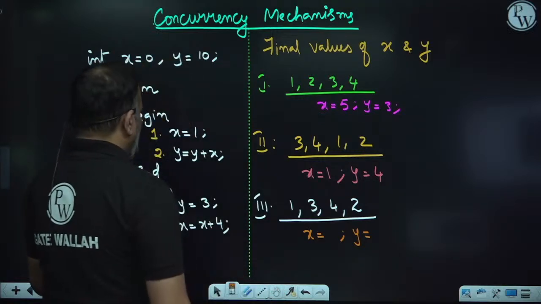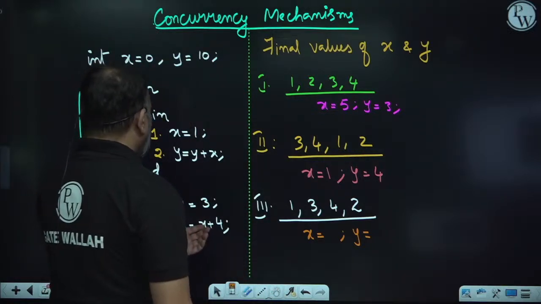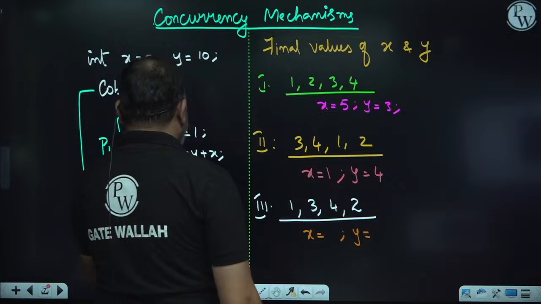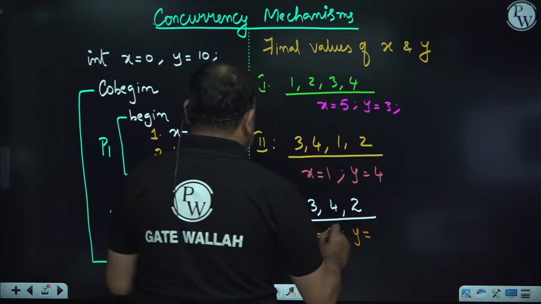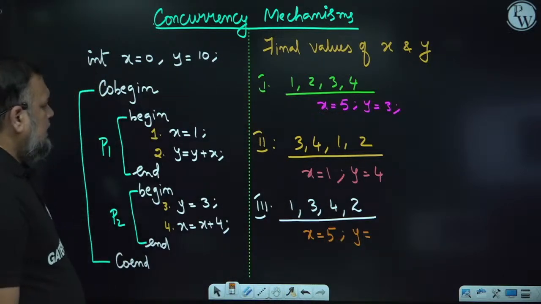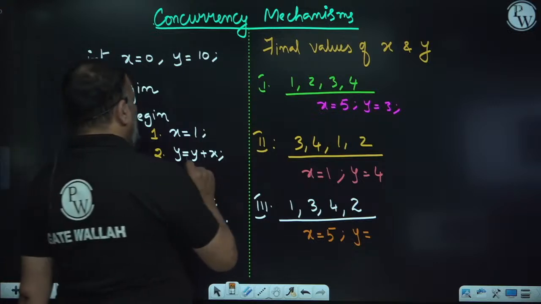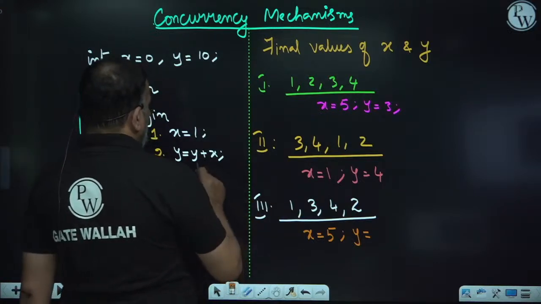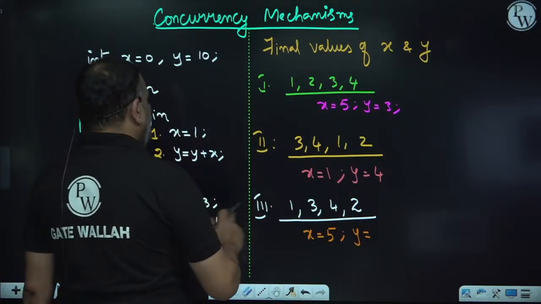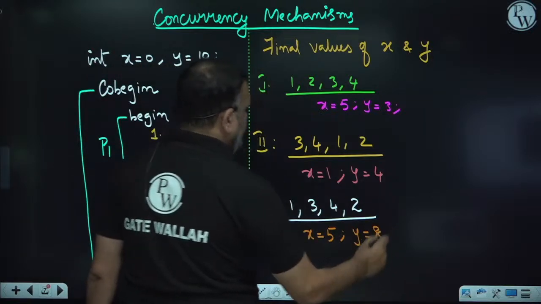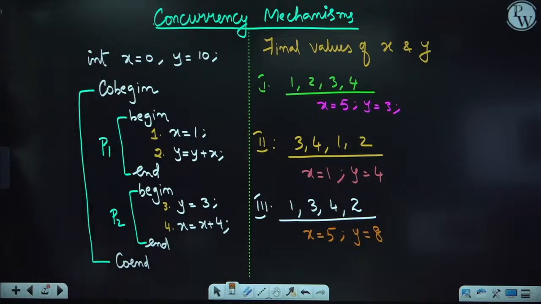Then 3, 4. Then y is equal to 3, x is equal to 1 plus 4, x will become 5. ठीक है, फिर उसके बाद हम 2 कंप्लीट करेंगे, y is equal to y plus x. तो y की वैल्यू क्या है? y की वैल्यू है 3. 3 plus 5, it becomes 8. It will become like this.